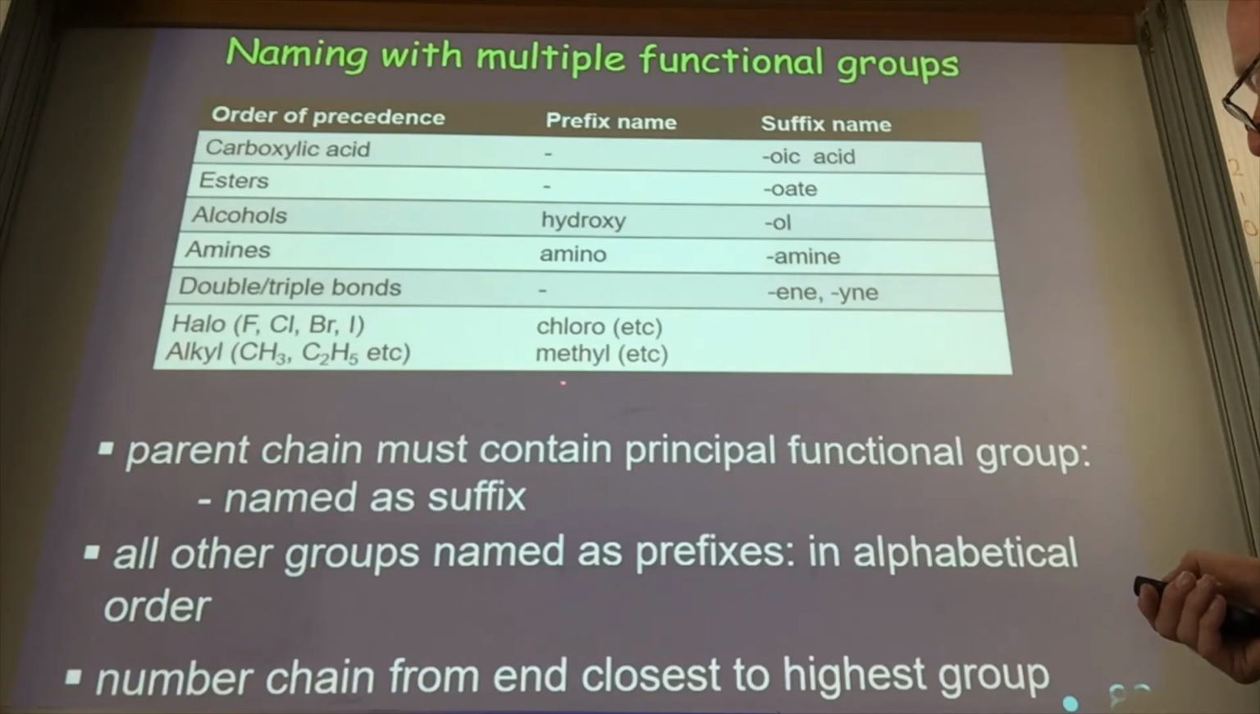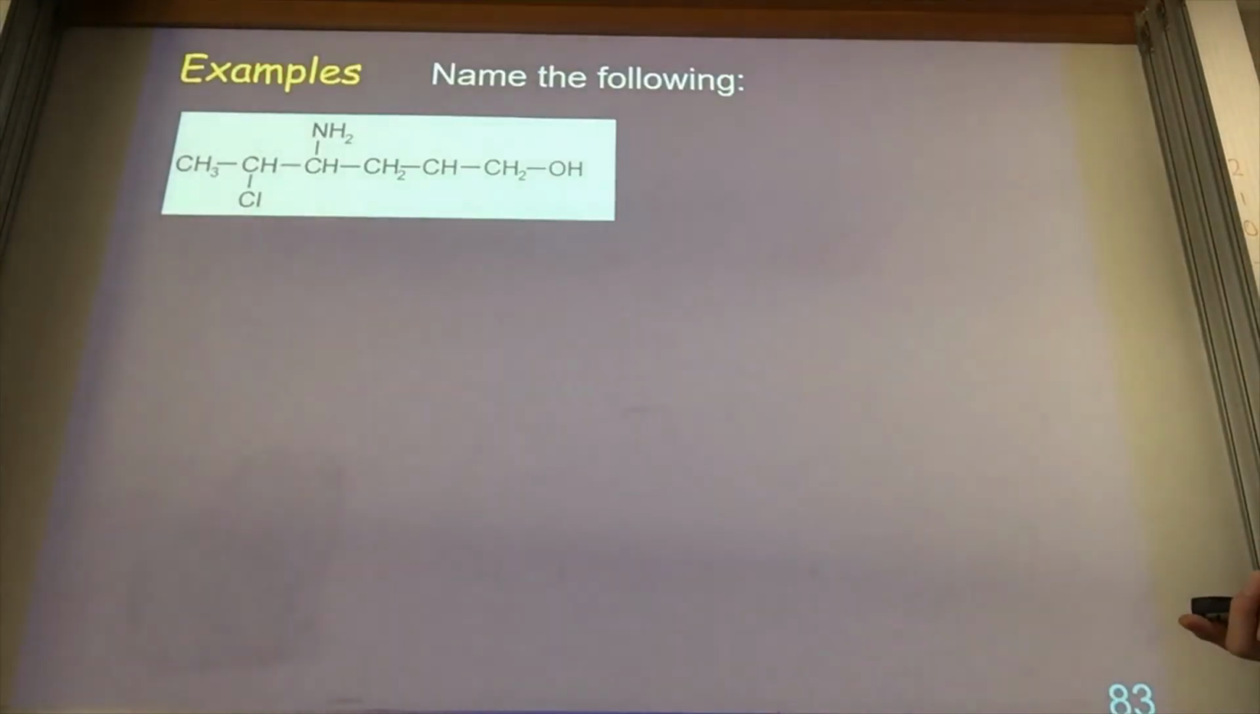Halos and alkyls, i.e. group 17 atoms and hydrocarbony side chains, have to go as prefixes, and they are actually equal in precedence. So it's whichever one of them is closest to the end that the chain is numbered from. Number the chain from the end closest to the highest group. Like I say, they're equal, so it's whichever one of them is closest.